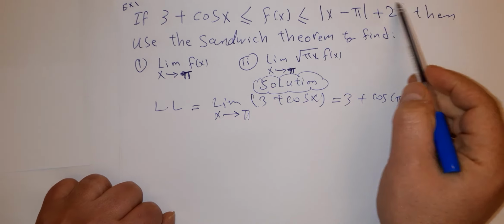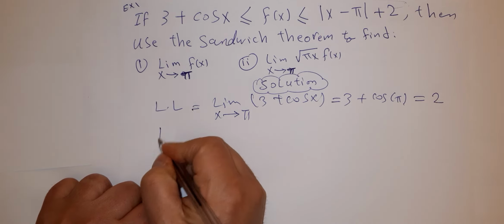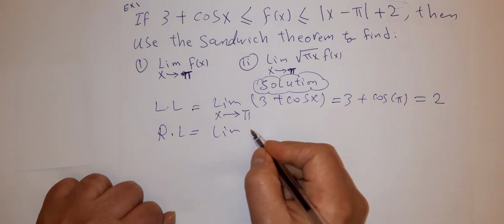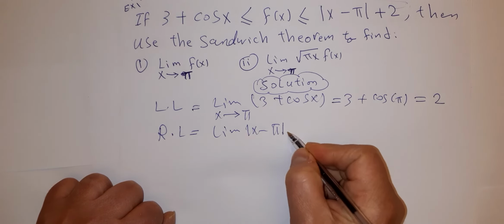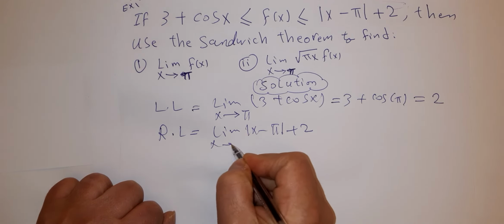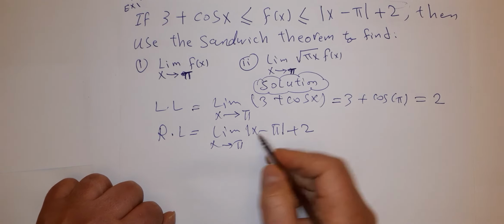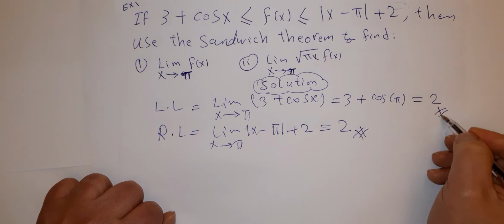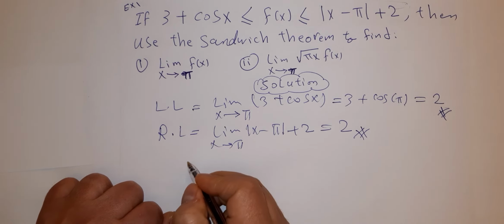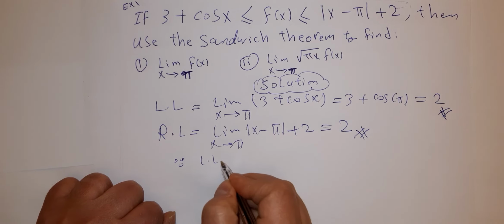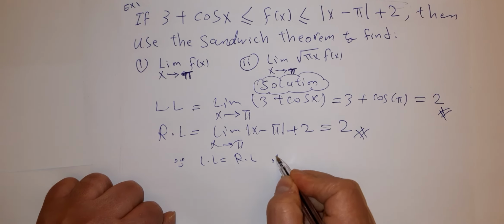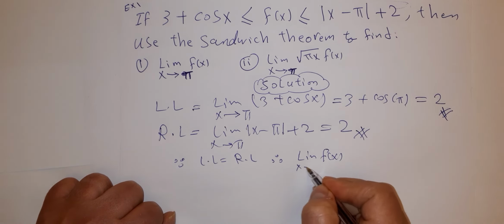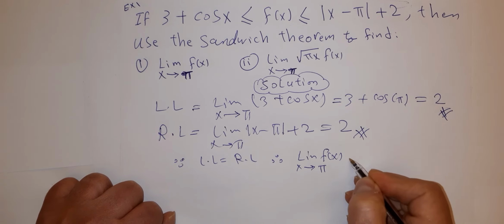And now it's the turn of the right-hand side, the right limit, which is the limit of absolute x minus pi plus 2. If you substitute here x equals pi, the final answer also is 2. So the right limit and the left limit are equal. So we can say that since the left limit equals the right limit, it means that the limit of the interior function f of x when x tends to pi equals also 2.